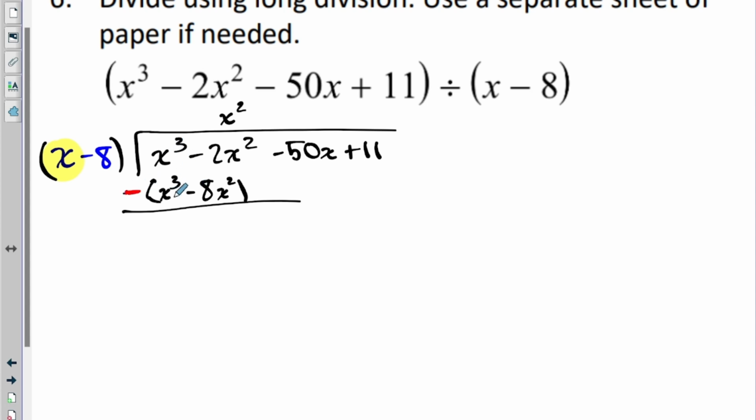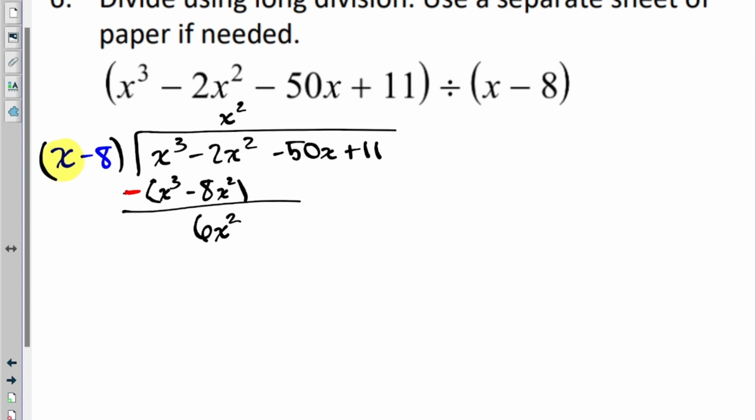That means x cubed minus x cubed gives me 0. Good. And then negative 2x squared minus negative 8x squared. Well, that's negative 2 minus a negative, that's negative 2 plus 8, which is 6x squared. Okay. So now once I'm here, this is the new thing that I'm trying to turn x into. So once I've done this whole process once, I'm now looking at this. This is now my goal.